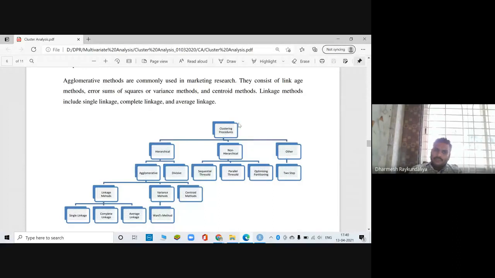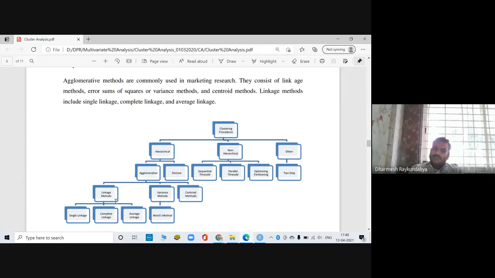If you look at this graph, the clustering procedure is either hierarchical, non-hierarchical, or other, where you can use both. Hierarchical clustering is further classified into two parts, agglomerative or divisive methods. Non-hierarchical includes the sequential threshold method, parallel threshold method, and optimization partitioning method. The optimization partitioning method is nothing but the k-means procedure. In agglomerative, we use three different methods: linkage methods, variance methods, and centroid methods.